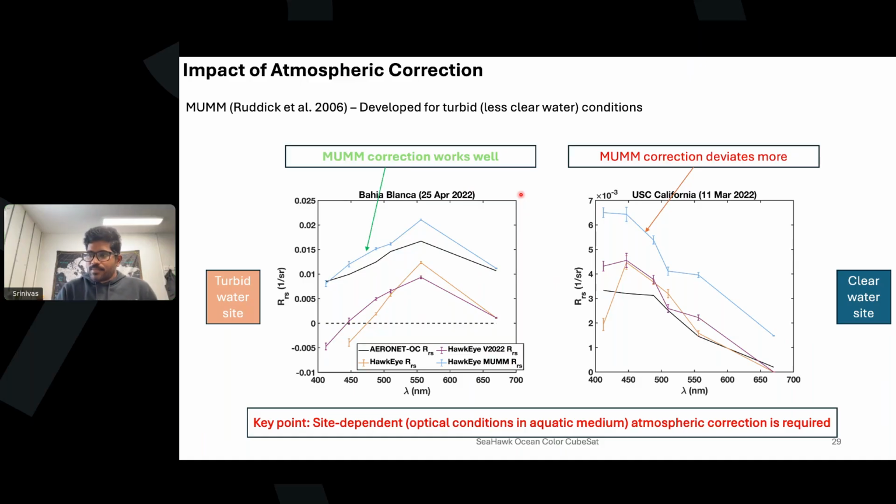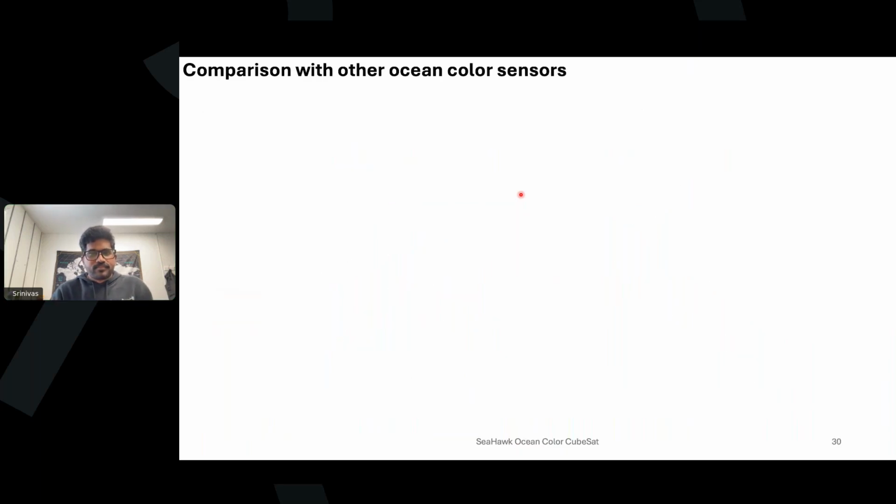So the accuracy of a reflectance product depends on a lot of factors, including atmospheric correction being the significant one. So if we have a better atmospheric correction that is designed for a particular optical condition, we can definitely get a better level 2 reflectance product, as well as subsequently derived water quality parameters like chlorophyll A, turbidity, and CDOM.